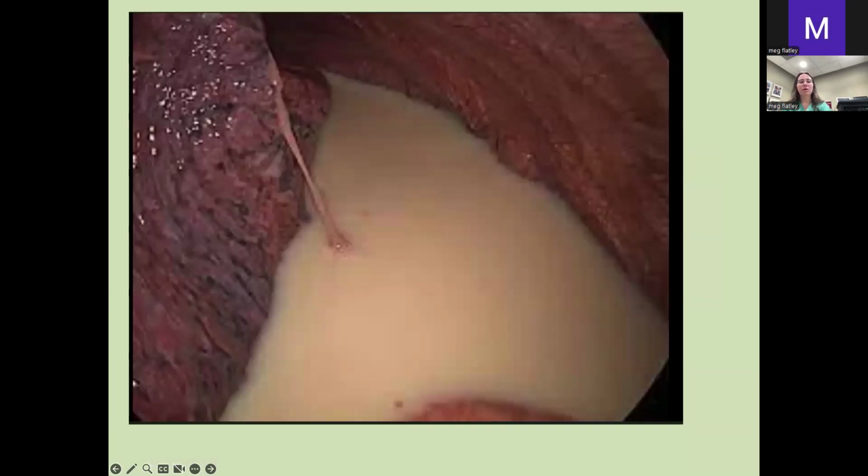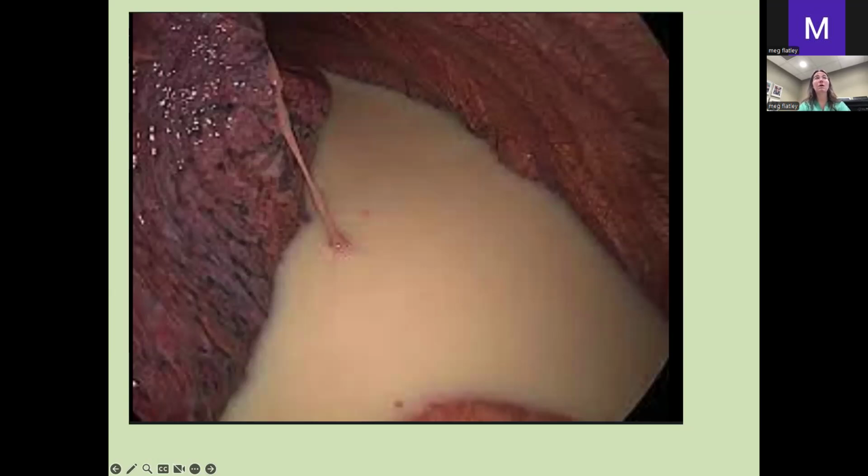Okay, so what if you have a non-infected patient who has an effusion and you see fluid that looks like this when you tap it? What do you think this is? Yeah, chyle. So this is a chylothorax. How does this happen?